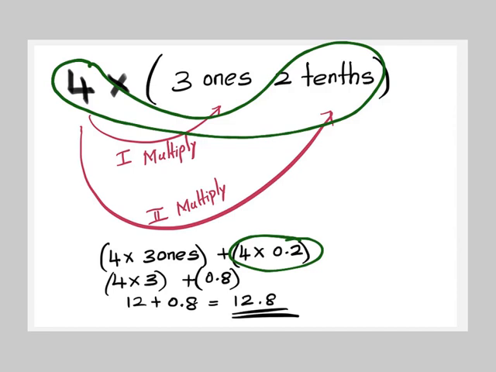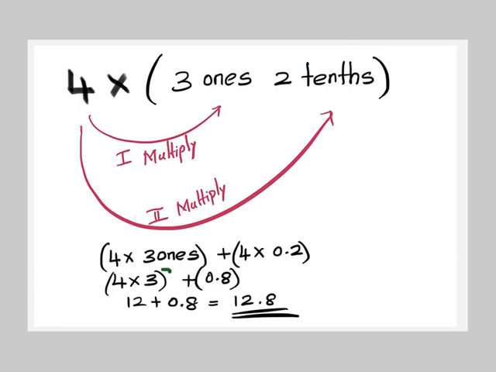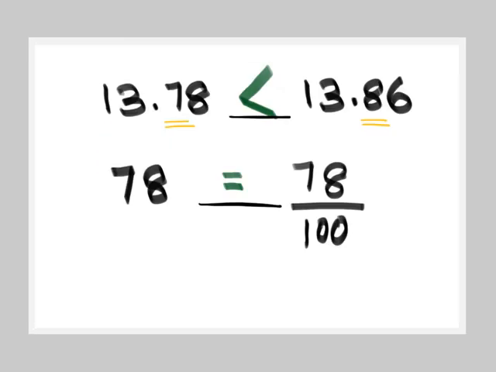Okay. So we know that 4 times 3 ones is 4 times 3, which is 12. And 4 times 0.2 is 0.8. Finally, you have to add the 12 and the 0.8. So we get 12.8.